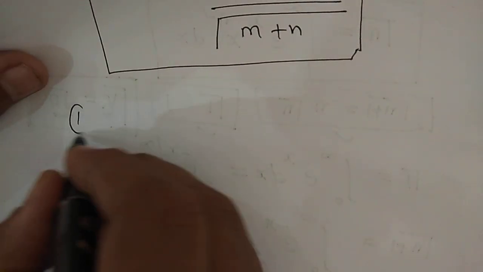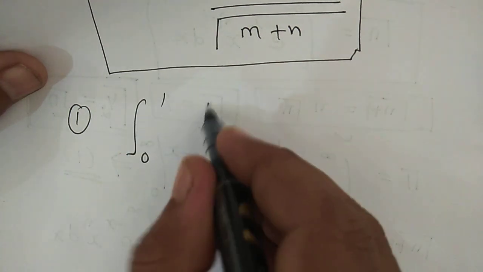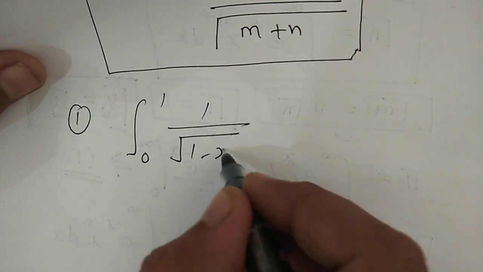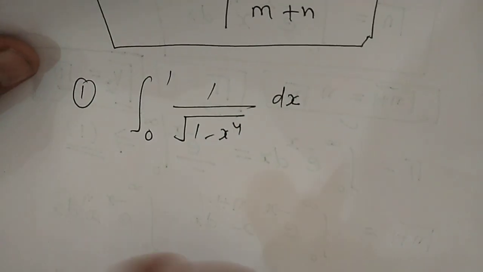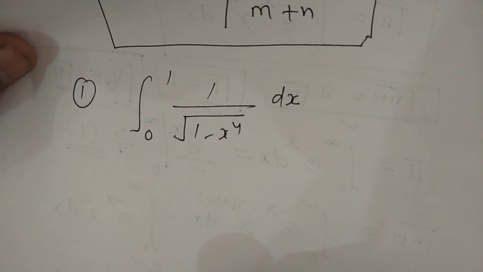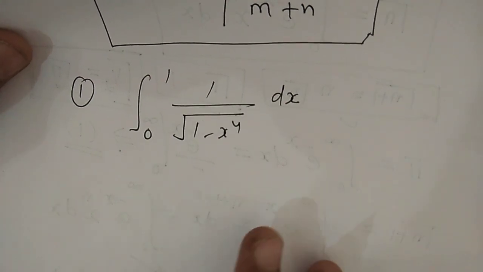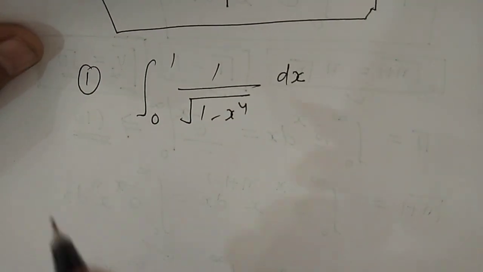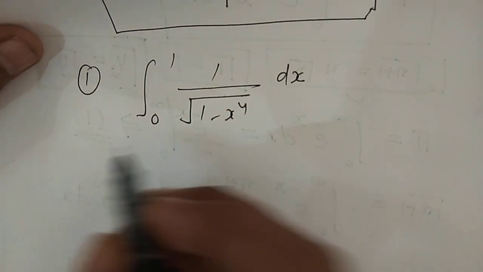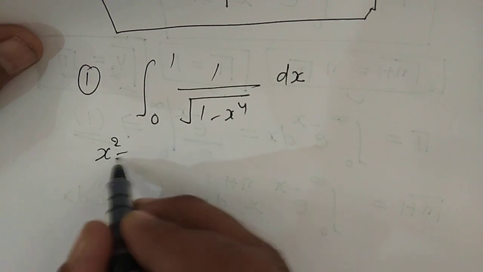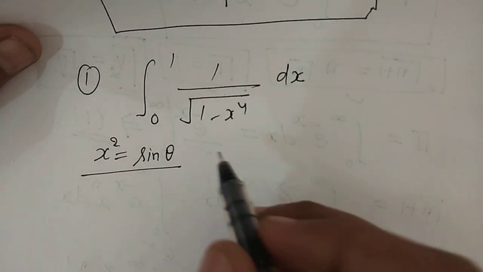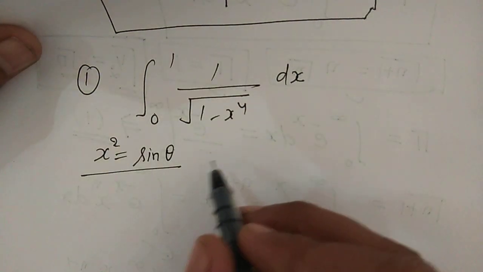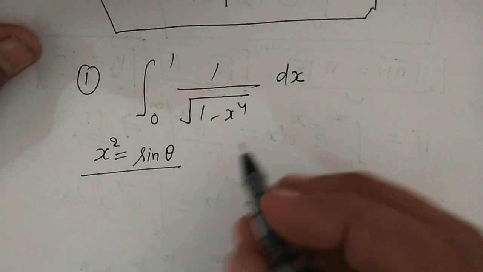So the first problem I will take is the integral from 0 to 1 of 1 upon the fourth root of 1 minus x to the power 4, dx. If you have a look at this integral, it is a little difficult to solve, but if you use the gamma function concept, we can get the answer easily. So let me substitute x squared equal to sin theta. I am going to change it into polar coordinates.